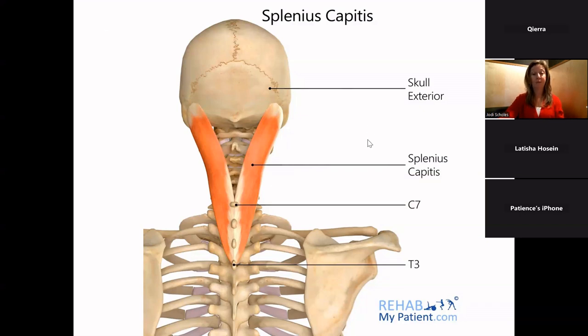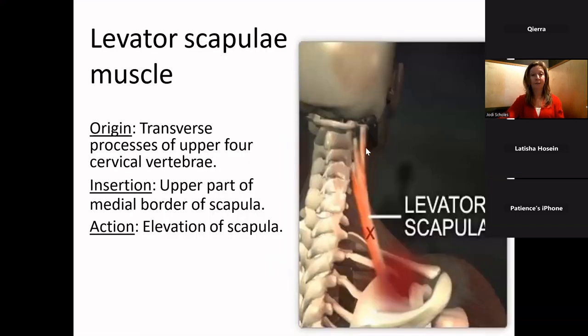Ooh, levator scap, one of my faves. You can see here the levator scap. We'll see another picture of this momentarily, but all those other muscles have been pulled away, and you can see clearly the levator scap.